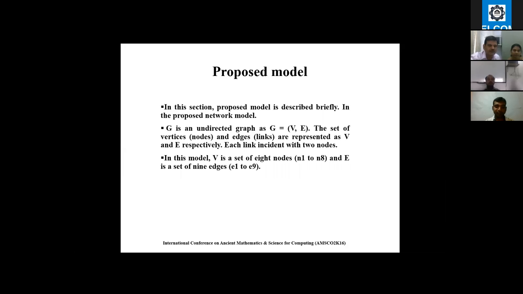Proposed model. In this section, the proposed model is described briefly. In the proposed network model, G is an undirected graph. V denotes the vertices and E denotes the edges. N1, N2, up to N8 are the 8 nodes and E1 to E9 are 9 edges.